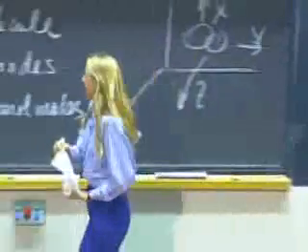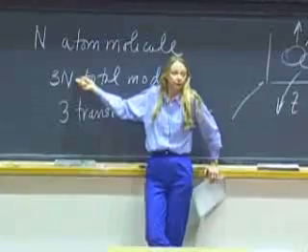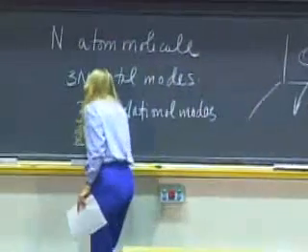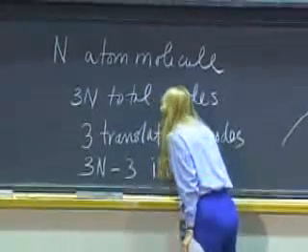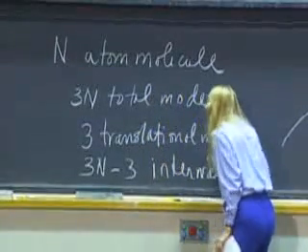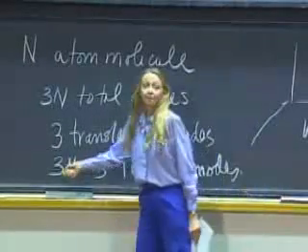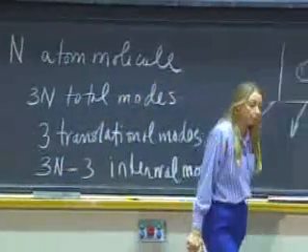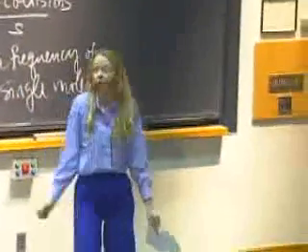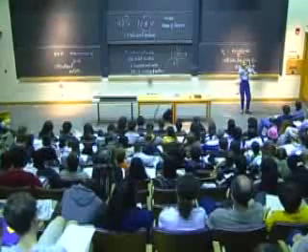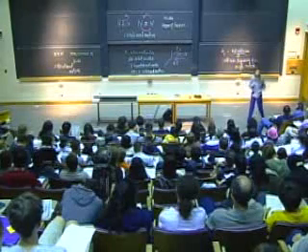Well, what that means then, if 3 of the modes are used up for translation, then we must have 3N minus 3 internal modes. Right? 3N minus 3 must be the number of modes that is left over for the internal degrees of freedom, for rotation, right, and also for vibration.